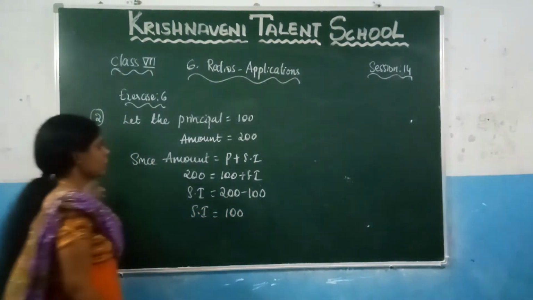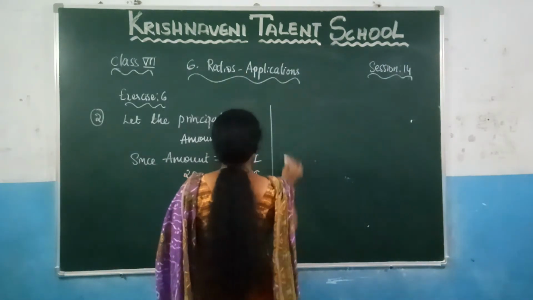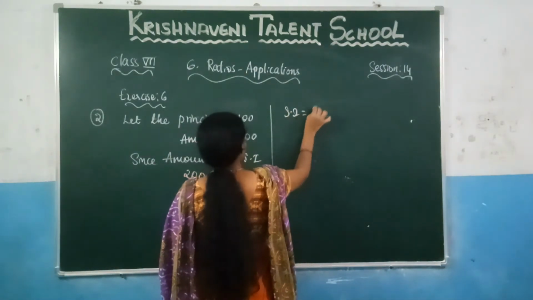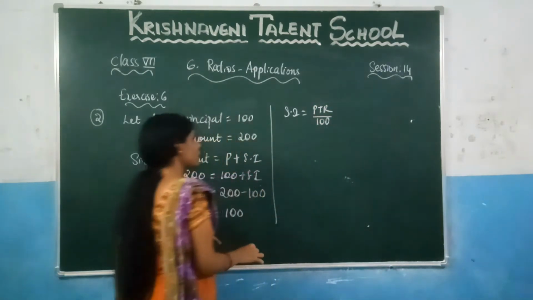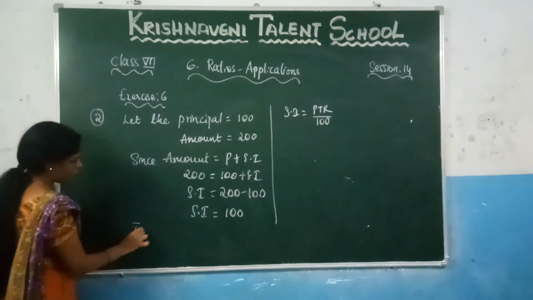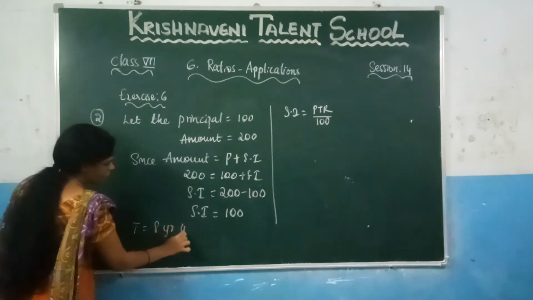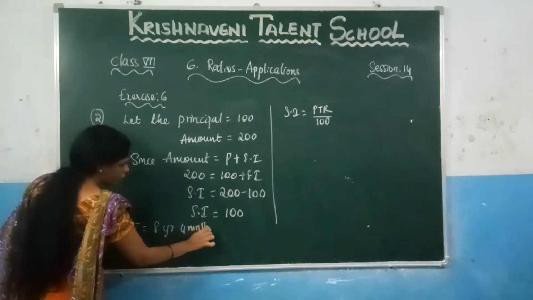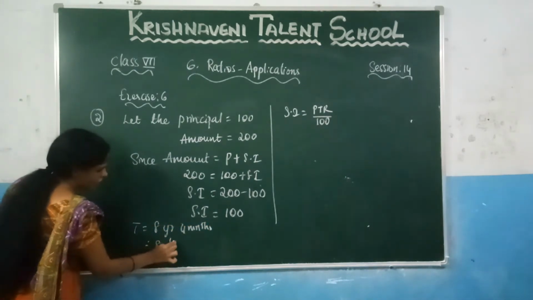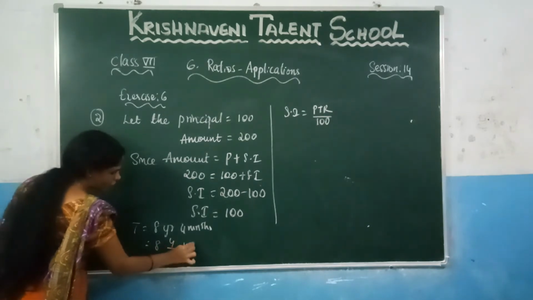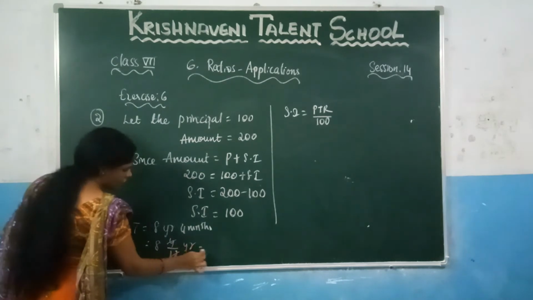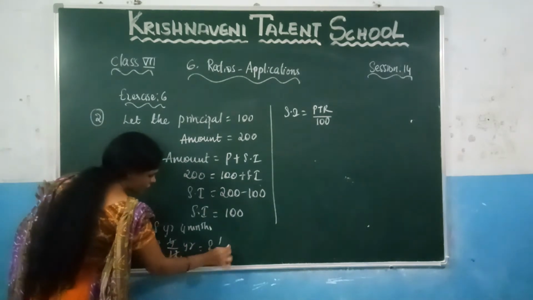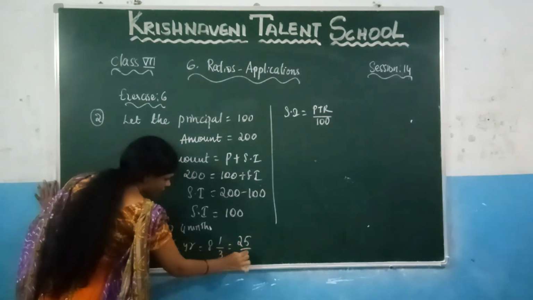Right? Now, let us write it here. What you know here, simple interest is equal to PTR by 100. And after that, what is the time period they have given here? Which is 8 years, 4 months. Now let us convert this one. You can write this one as 8 and 4 by 12 years. After converting, you will get it here 8 1 by 3, which is nothing but 25 by 3.